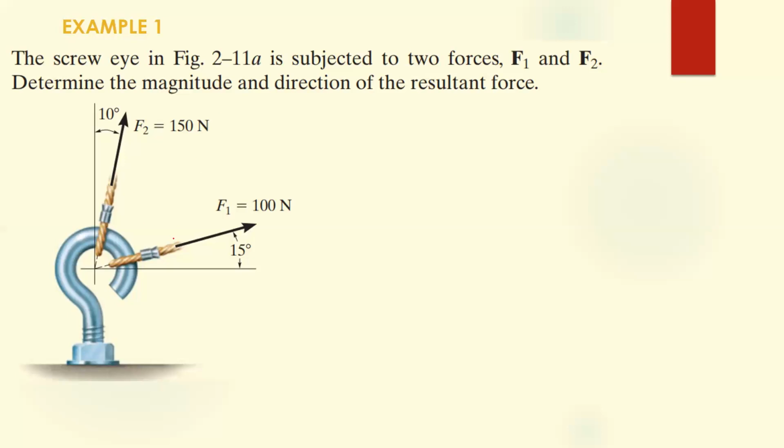So we have this screw eye as described in the question. We've been asked to find the magnitude and direction of the resultant force. The first thing we need to do is draw the parallelogram. From the parallelogram, we're going to get the triangle over which we're going to apply the cosine or the sine rule in order to find the solution.